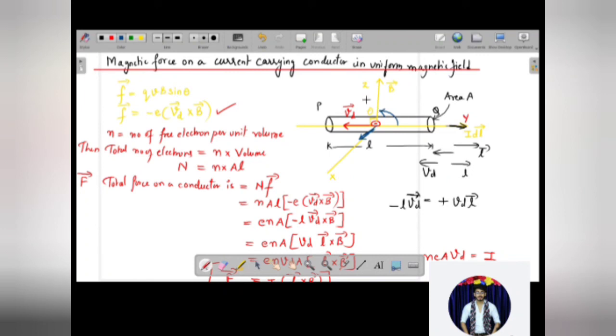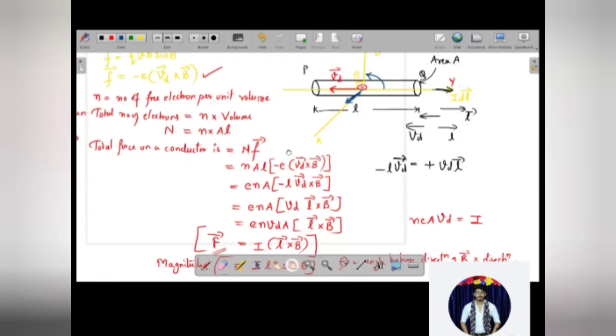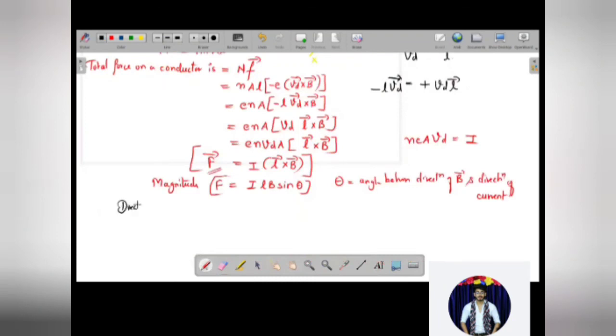If the specifications are like this, and the magnetic field is applied like this, the conductor is going to move towards you, because the force is being applied over there. So this is the direction of force. The direction of force is given by the right hand screw rule or Fleming's left hand rule. So these rules can be used.